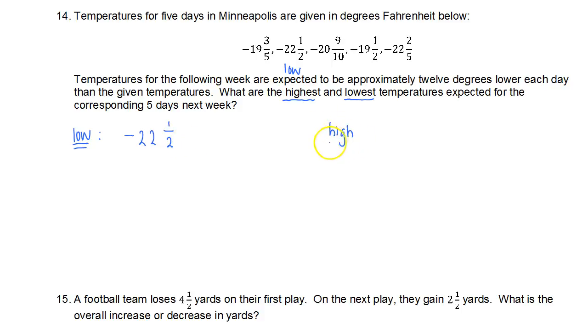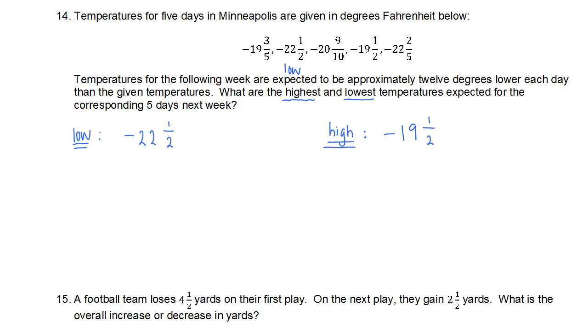Okay, there is also a high temperature in that list. So the high temperature would be the one that is closest to 0. And I'm looking at negative 19 3/5, which would be negative 19.6, and negative 19 1/2, which is negative 19.5. So closest to 0 would be negative 19.5, which would make it the high temperature.